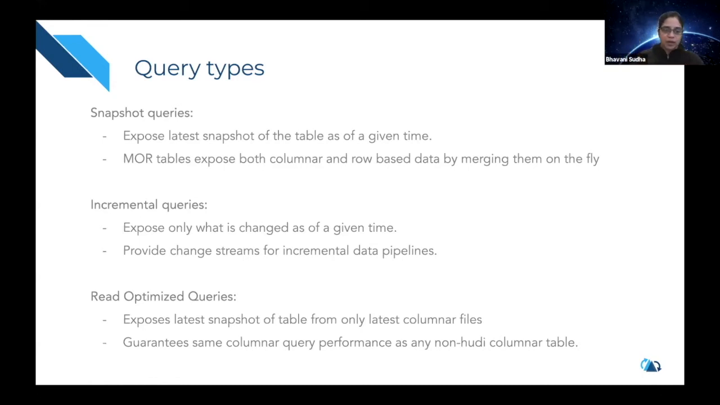Incremental queries expose changes that happened as of a given time. This is really useful to feed incremental pipelines, like feeding change streams to incremental data pipelines. And read optimized queries expose a snapshot of a table, but they only come from the latest columnar data that is available. So the query might not have the most recent data in case of a merge on read table where the data went to a log file. But what it guarantees is pure columnar performance comparable to any non-Hoodie columnar table.